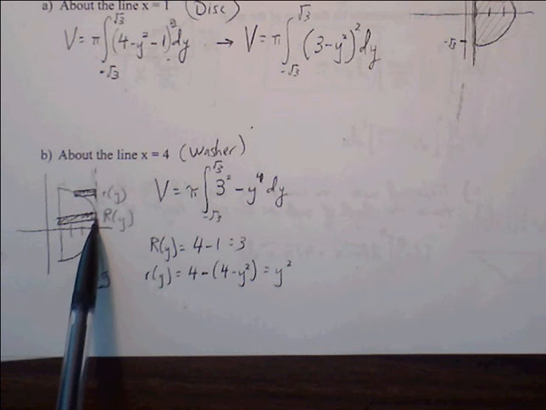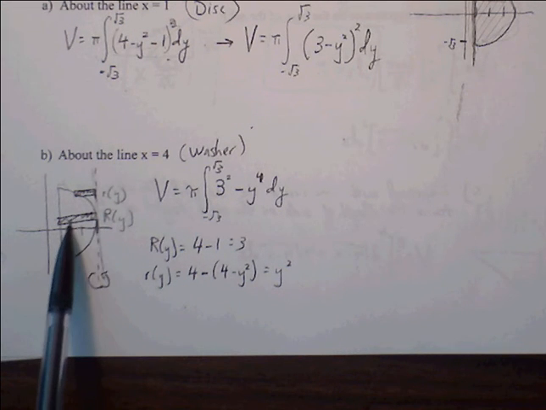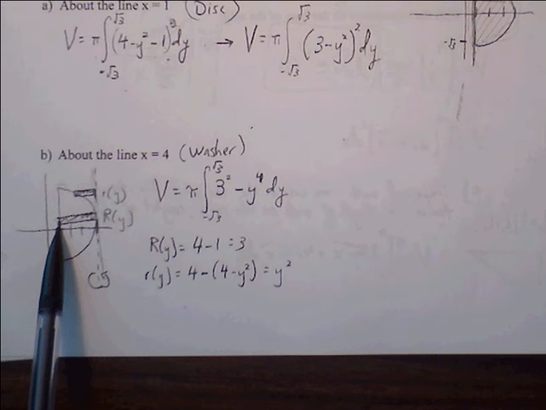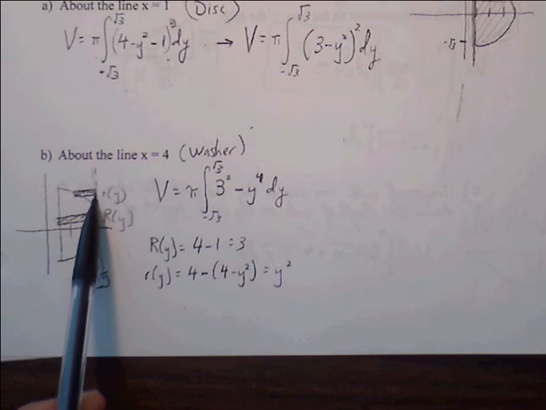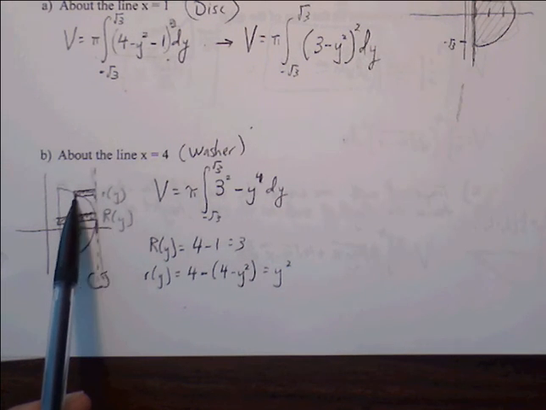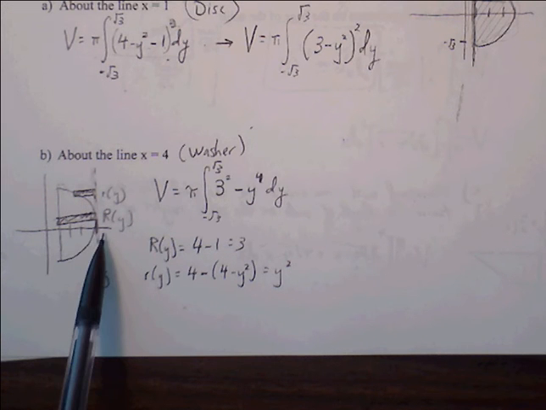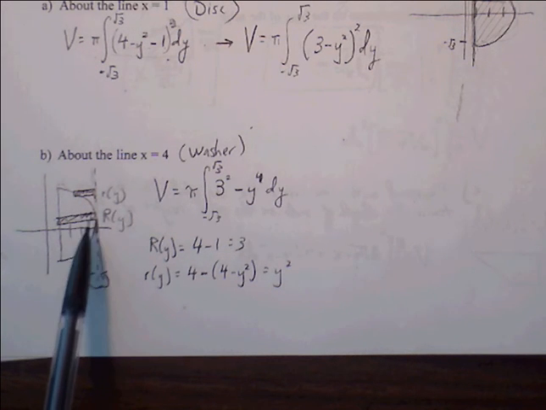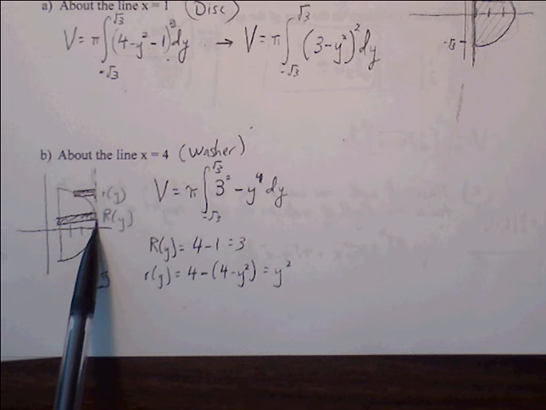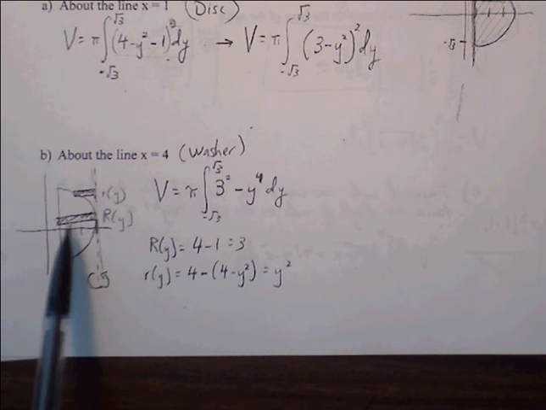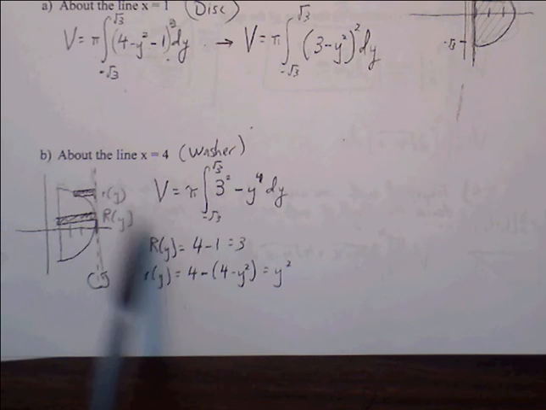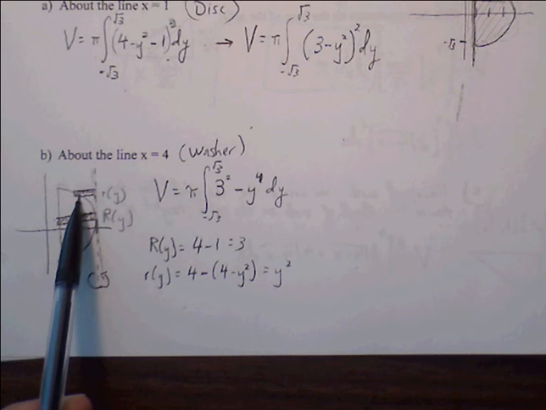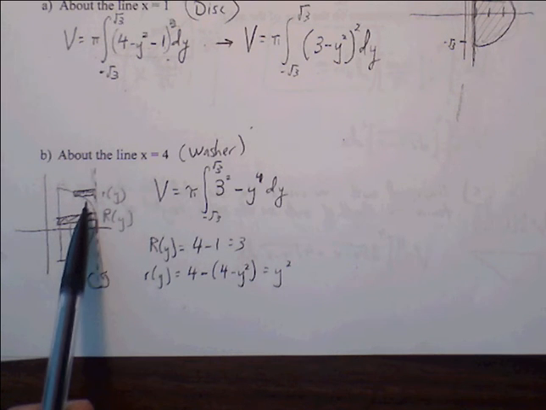Big R will extend from the axis to the further boundary of the shaded region. Little r will extend from the axis to the closer boundary of the shaded region. So then we do right minus left. So this is going to be 4 minus 1. So that's going to be big R. Little r will be 4 minus the curve, which is 4 minus y squared.